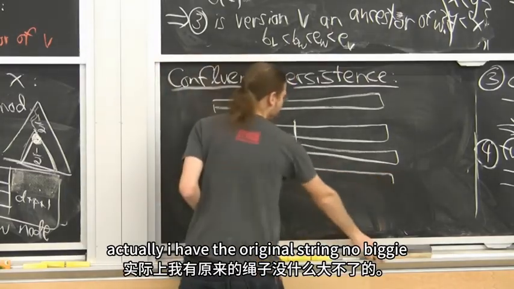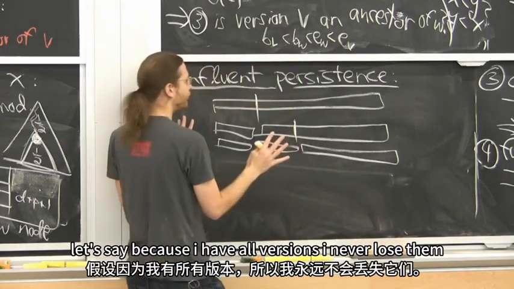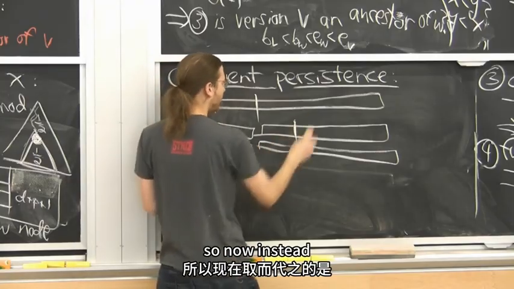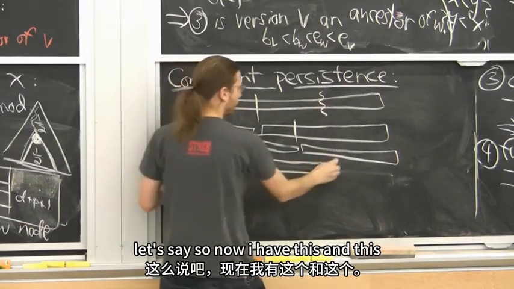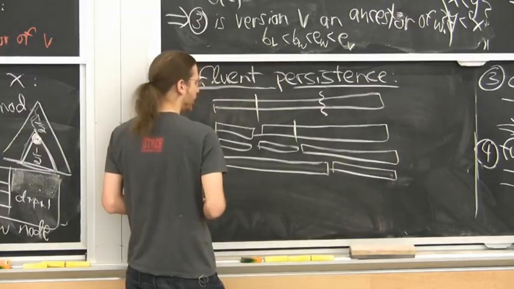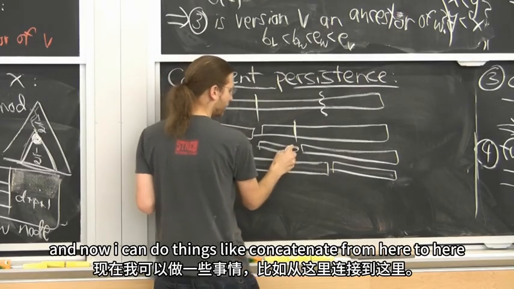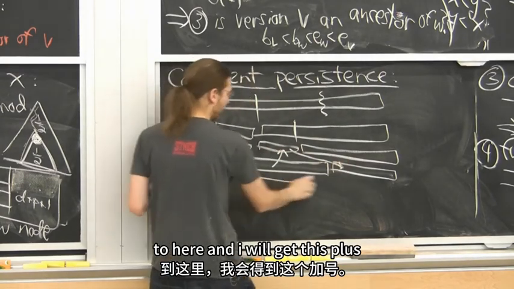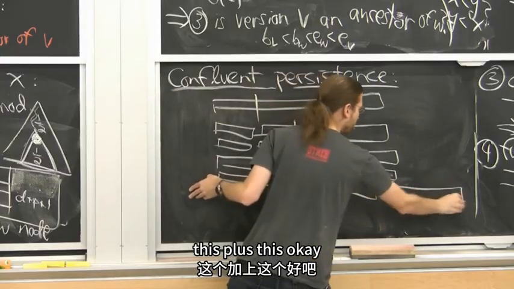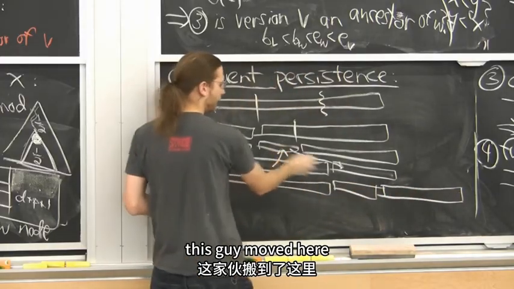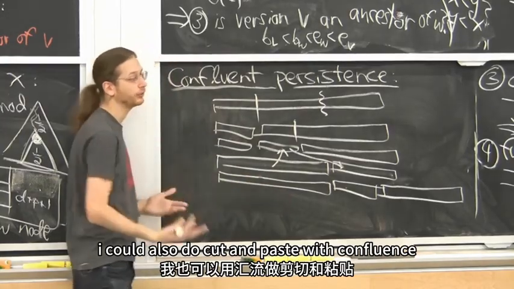Well, actually, I have the original string. No biggie. Let's say, because I have all versions, I never lose them. So now, instead, I'm going to cut the string here, let's say. So now I have this and this. And now I can do things like concatenate from here to here to here. And I will get this plus this plus this. Okay, this guy moved here. So that's a copy-paste operation with a constant number of splits and concatenates. I could also do cut and paste.